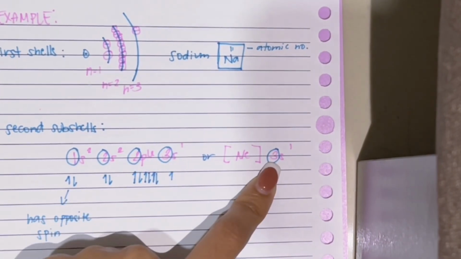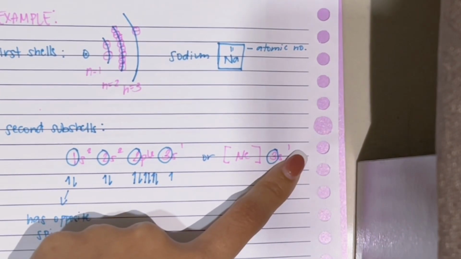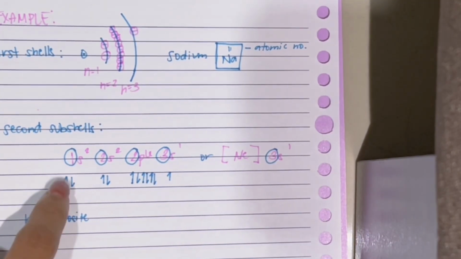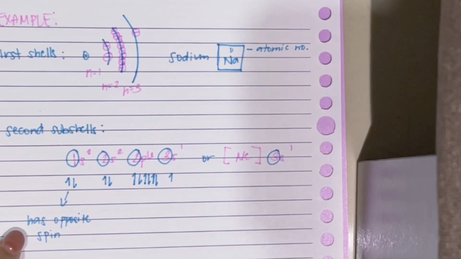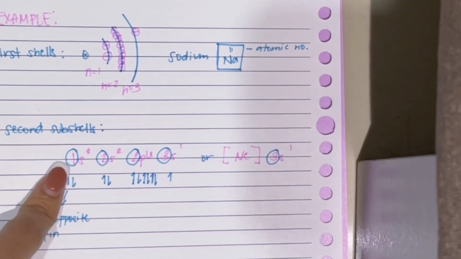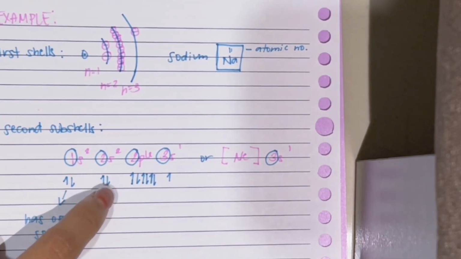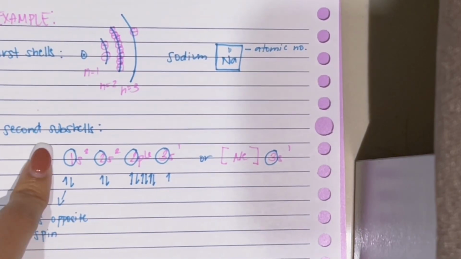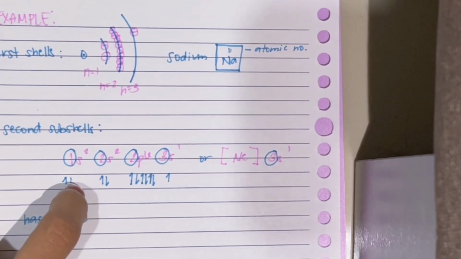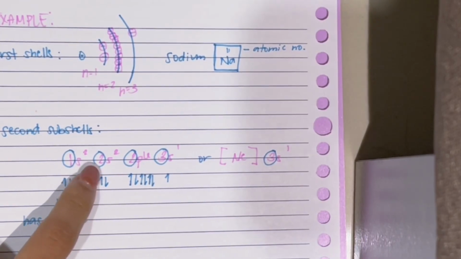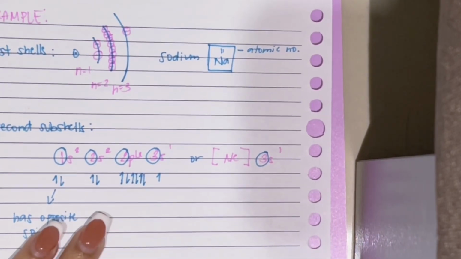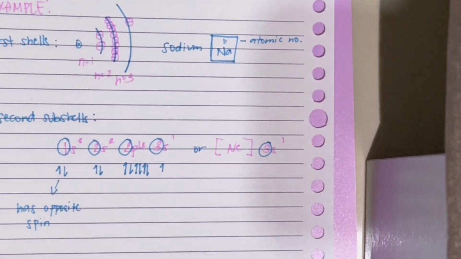Kapag linagyan natin ng 3s raised to 1. So, ayan yung kanyang electrons. It has an opposite spin. So, ayan. Opposite siya. Diba? Yung pa up, and this one, the lower. This is high and lower. Ayan. So, that's it.